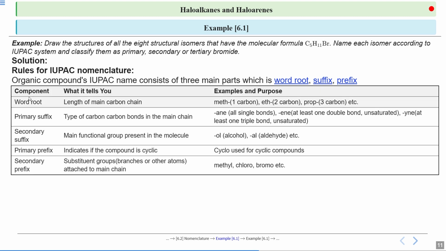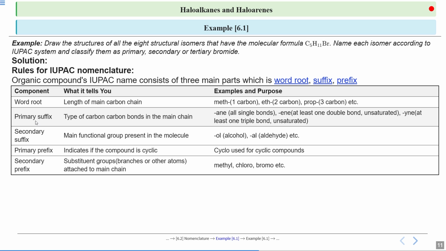Let's see in this table about each component. If you have a component that is the word root, it tells you that you have to know the length of the main carbon chain, or you can say the parent chain length. That is, how many carbons are going to be contained in it. For example, meth is used for 1 carbon, eth for 2 carbon, prop for 3 carbon, etc. So the whole name will change after considering the number of carbons, right?